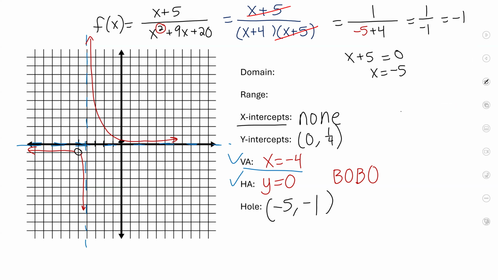Okay, your domain. X cannot be what? Yep, -4 and -5. Because you have an asymptote at -4 and you have a hole at -5. So you can't be either of those numbers. What can y not be? Exactly, 0 and -1. Because you have a hole at the y value -1 and a horizontal asymptote at 0.